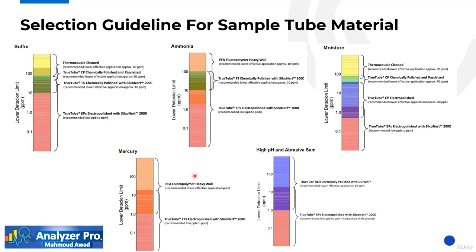Here we can check in these bar graphs the preferred type of material and coating for different components of interest for measurement such as sulfur, moisture, ammonia and mercury in samples with high acids and pH levels. Notice that when a lower detection level is needed, we have to change and upgrade the level of coating and surface treatment.